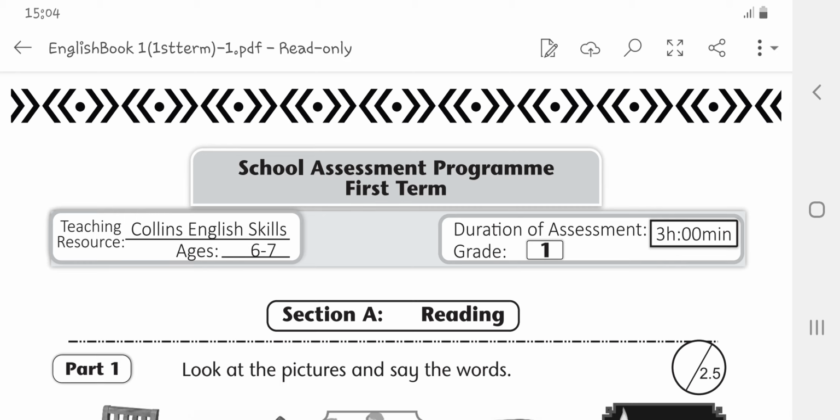This is the first term assessment of the first 5 units of Collins English Skills, because some of you are using this product and there were a lot of questions about the paper pattern and how to design a paper when you're using this book. So this video tutorial is about an assessment and how to administer that assessment based on Collins English Book 1. This is for grade 1.